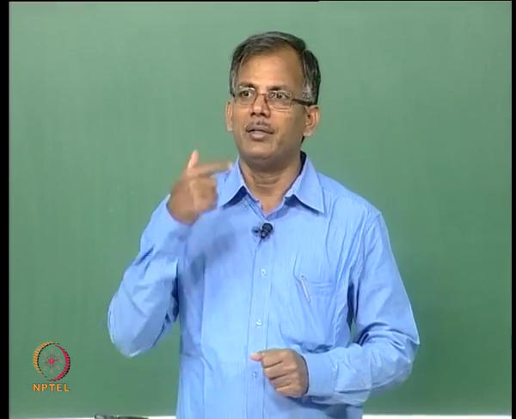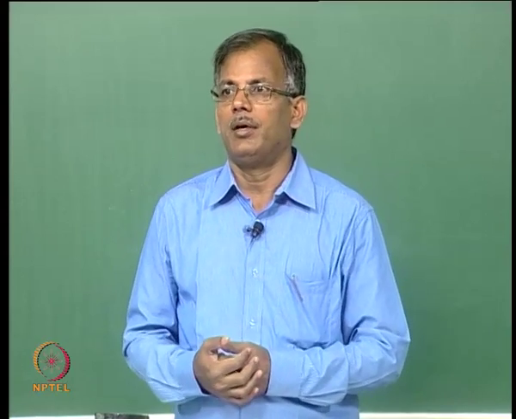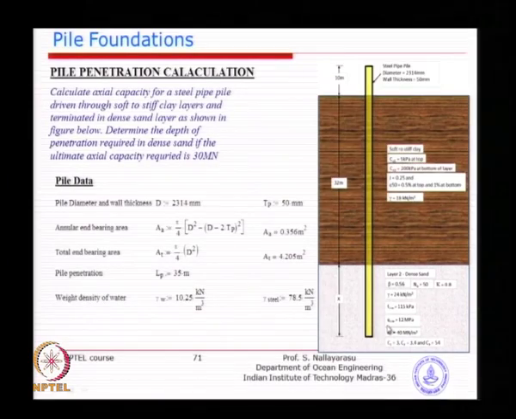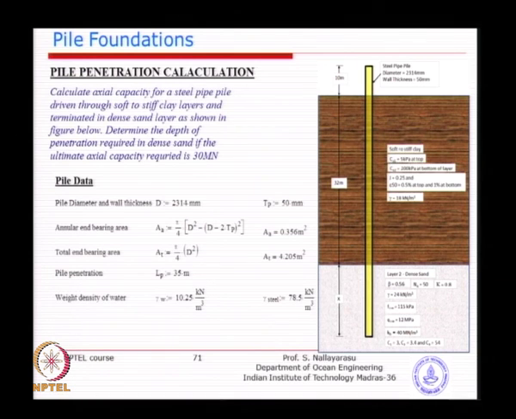Otherwise, you have to go back, because every time you do not have an x value, you can't find out what the overburden pressure is. If you do not have the overburden pressure, you cannot find out beta times P naught, which is the skin friction, as well as N_q times P naught, which is the end bearing. So, that is the difficulty when you are trying to find out what type of penetration is needed.